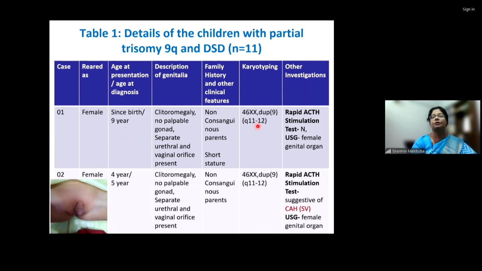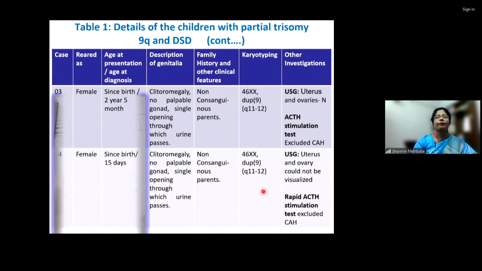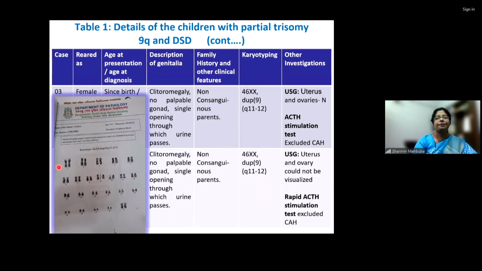Rapid ACTH stimulation test was done in all patients to exclude congenital adrenal hyperplasia, and only one child, this one, was diagnosed as having the simple virilizing form of CAH along with the duplication of chromosome 9. Here is the karyotyping, and here we can see the defect in chromosome 9.